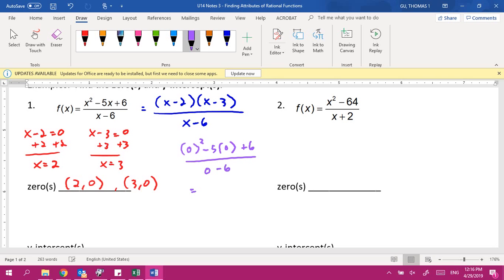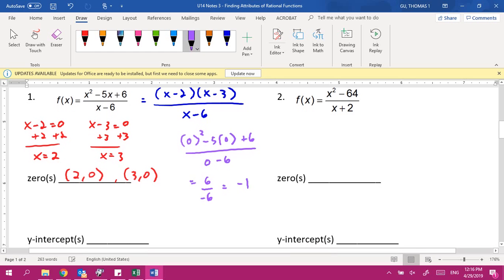What does that simplify out to? 6 over negative 6, which reduces to negative 1. So what is the y-intercept? Right, parentheses 0 comma negative 1. Y-intercept, it's a point. You have to write it with an x-coordinate and a y-coordinate. And that's how you find the zeros and the y-intercepts. So let's do a couple more examples.